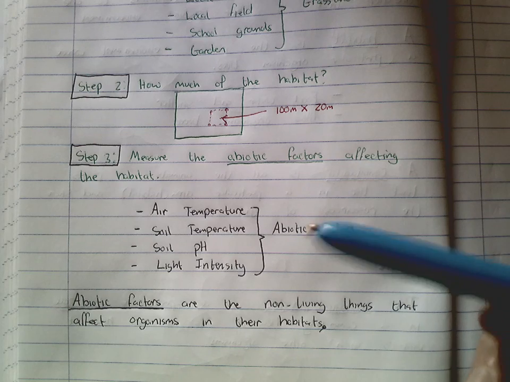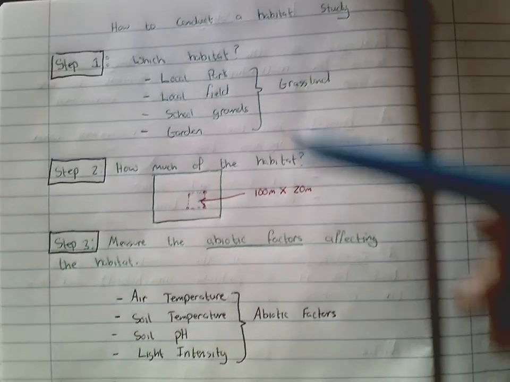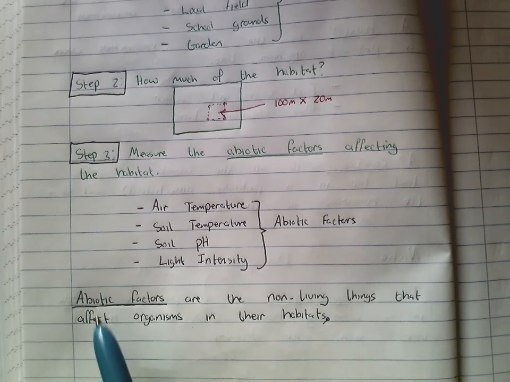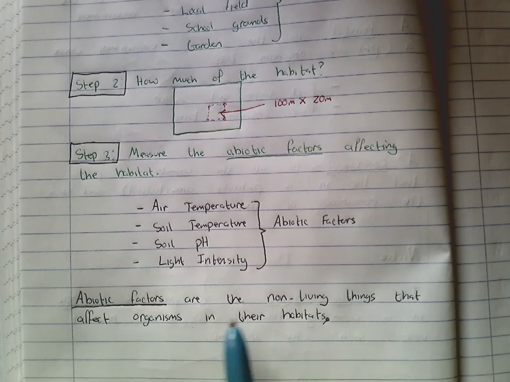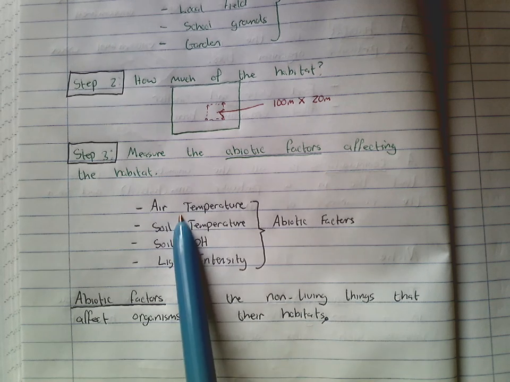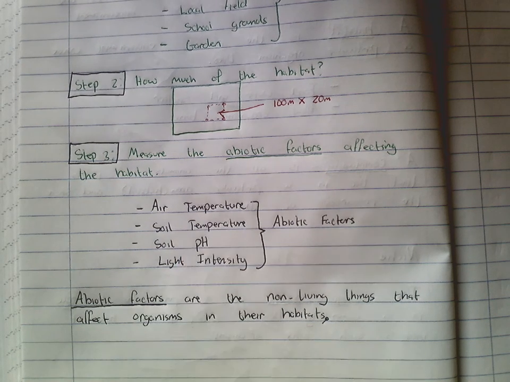So we've just learned a couple of new terms here as well. This is really important that you know this. Abiotic factors are non-living things that affect organisms in their habitat, and these are examples of abiotic factors that can affect an organism.